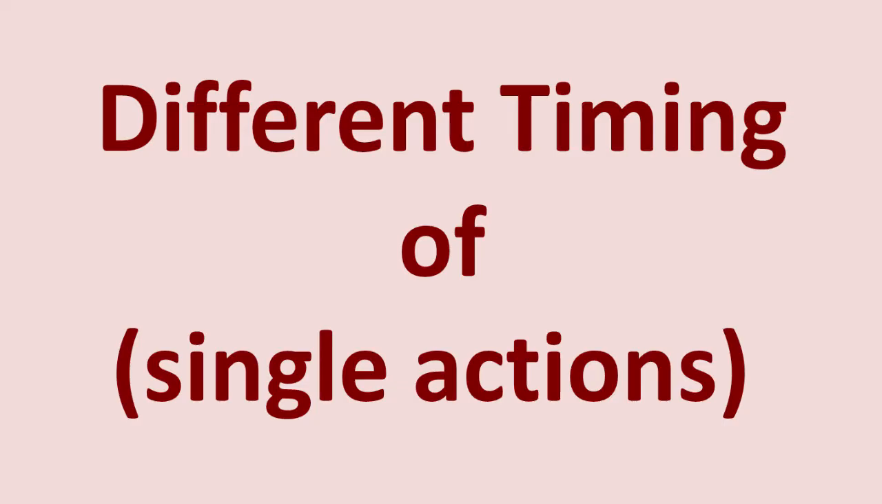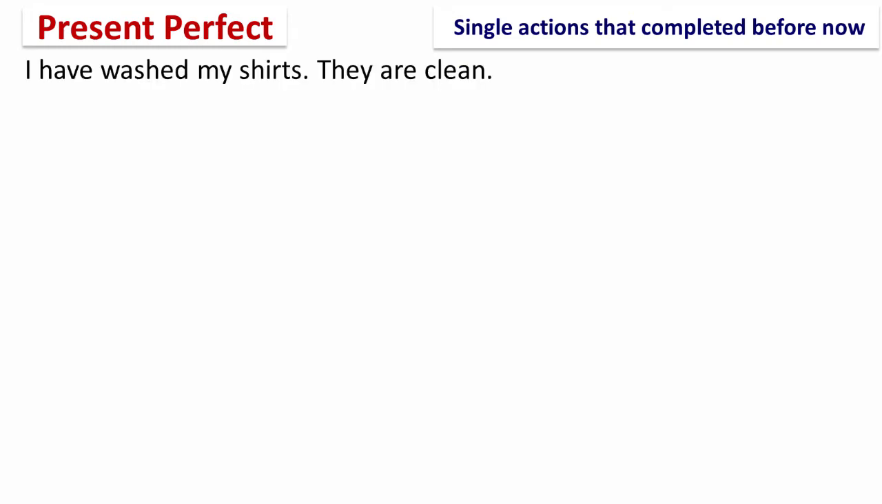Timing. Different timing of single actions. The present perfect is used to express single actions that completed before now or before the time of speaking. For example, I have washed my shirts.